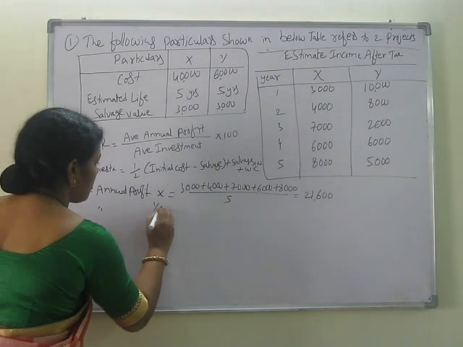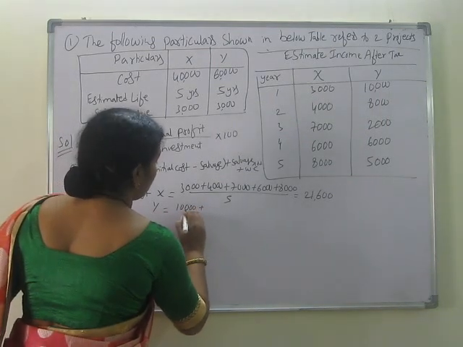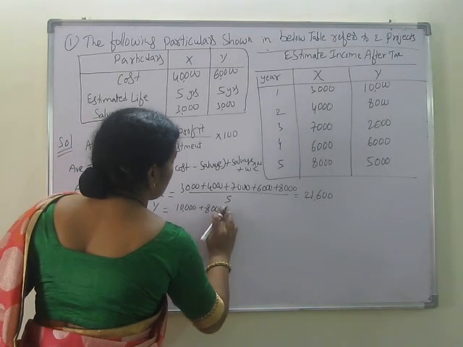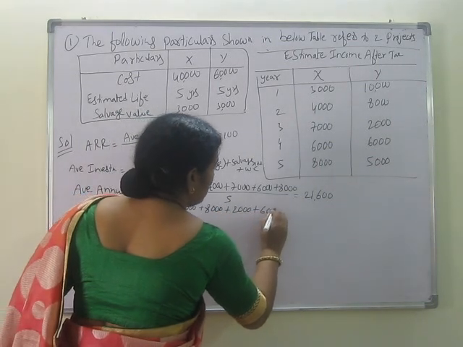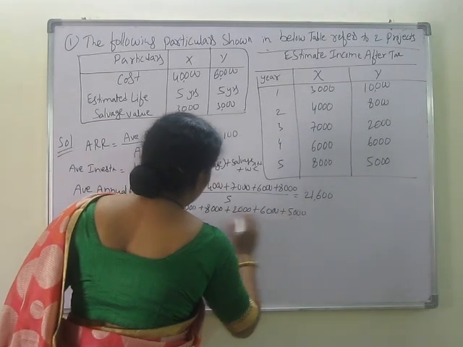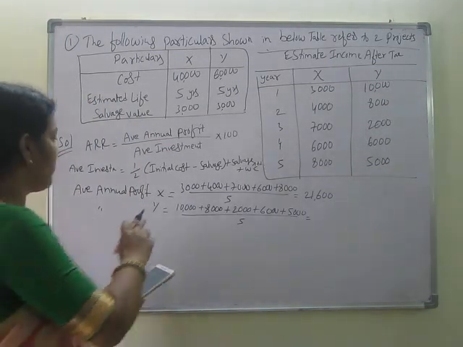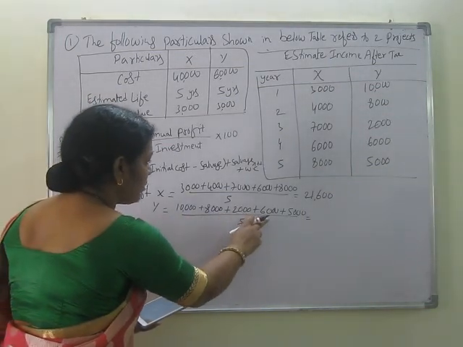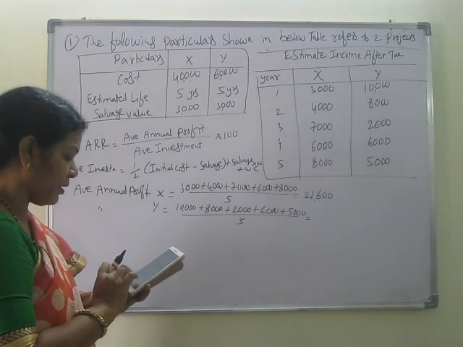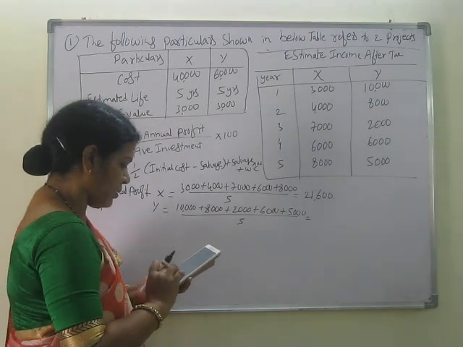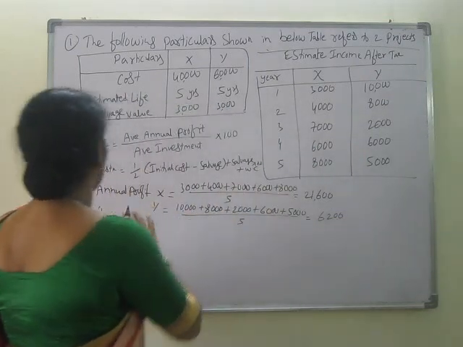Average annual profit for project Y we will take. Y is 10,000 plus 8,000 plus 2,000 plus 6,000 plus 5,000 divided by 5. So let's calculate this: 18,000, 20,000, 26,000 and 31,000. 31,000 divided by 5 is 6,200. So this is the annual profit.